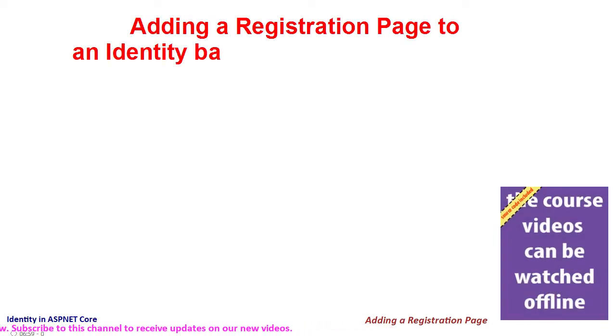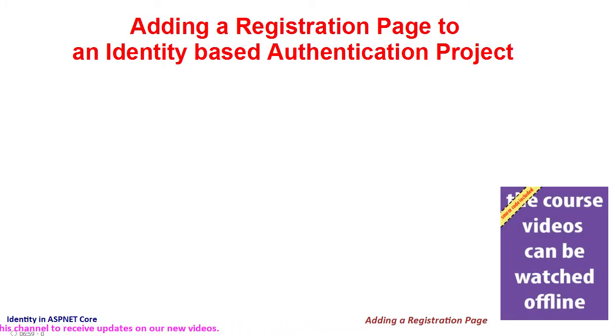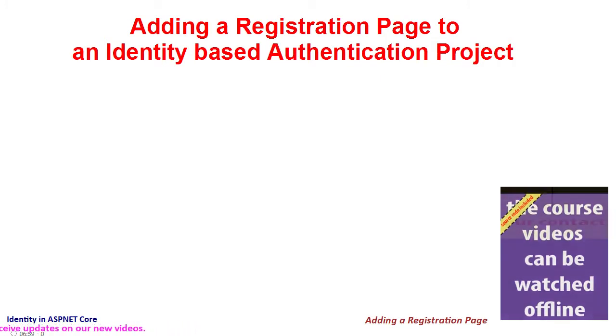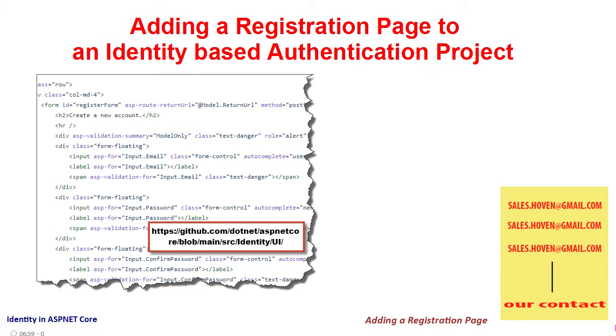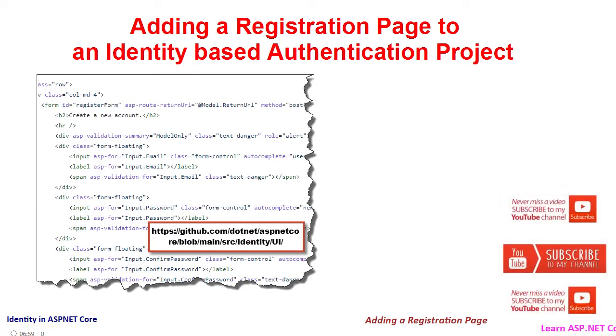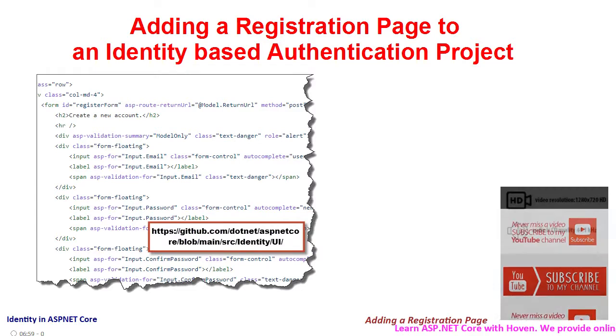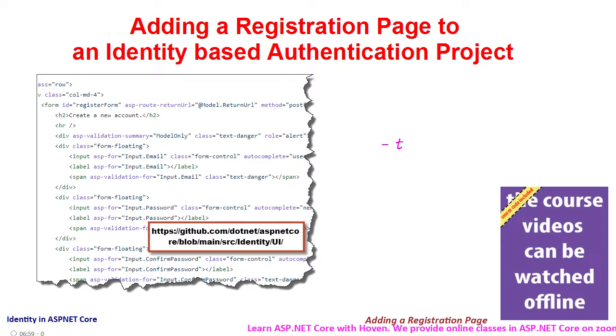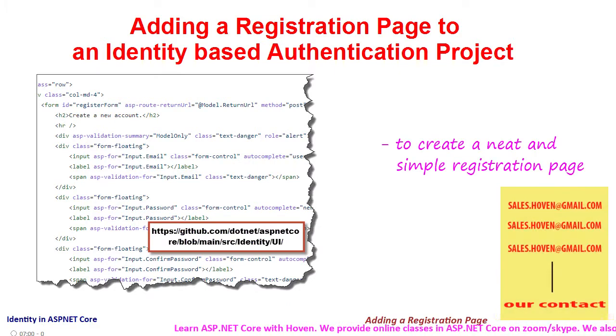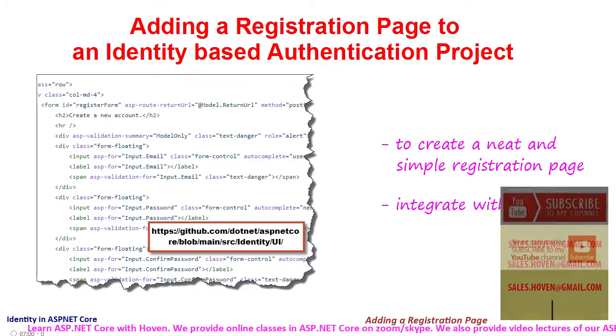The problem with the built-in registration page provided by ASP.NET Core Identity API is that it contains a lot of tags and bootstrap attributes that make it time-consuming to integrate it into a project that doesn't use Bootstrap or jQuery. The objective of this article is to explain how to create a neat and simple registration page that can be styled with any CSS and JavaScript of choice.